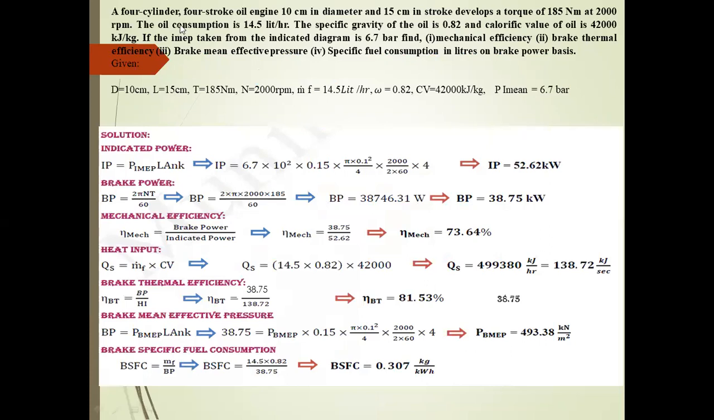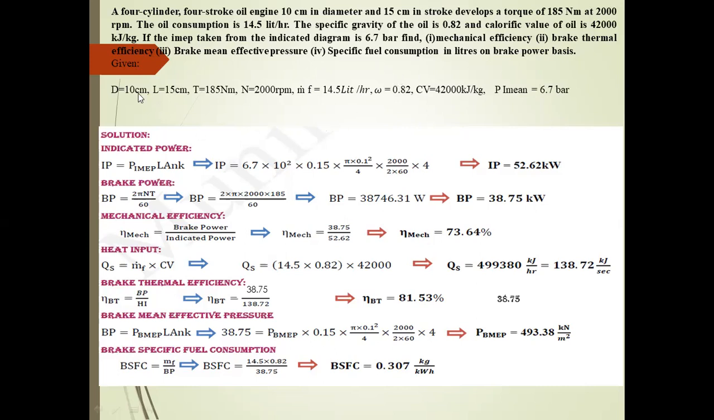From the first problem, we can see the given data. A 4-cylinder, 4-stroke oil engine, 10 centimeter diameter and 15 centimeter stroke, develops a torque of 185 Newton meter at a speed of 2000 RPM. The oil consumption is 14.5 liter per hour. The specific gravity of the oil is 0.82 and the calorific value of the oil is 42,000 kilojoules per kg. If the indicated mean effective pressure taken from the indicator diagram is 6.7 bar, find the mechanical efficiency, brake thermal efficiency, brake mean effective pressure, and the specific fuel consumption in liter on brake power basis.